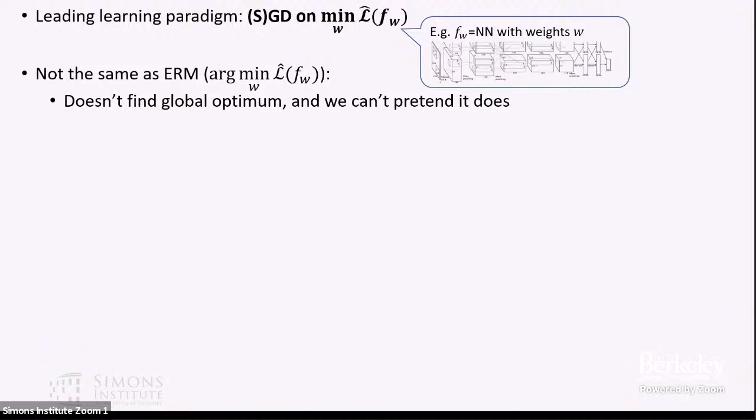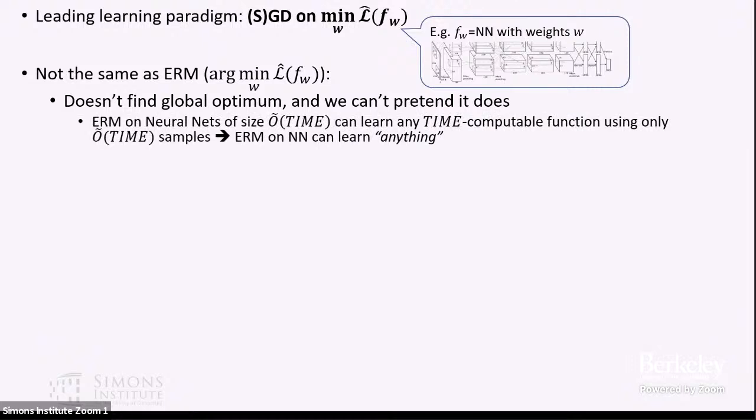And it's not just some technicality that we might not find the global minima. We really can't pretend that we find the global minima, because this gives us completely wrong answers. In particular, if we could actually do ERM, if we could find the global minima of the loss in the neural network, we could pretty much learn anything. Any polynomial computable function can be represented by a polynomial sized neural network. And so if we just trained a poly-sized neural network, we could learn the class of all polynomial functions, pretty much anything we might ever want to learn. So this gives us the wrong answer.